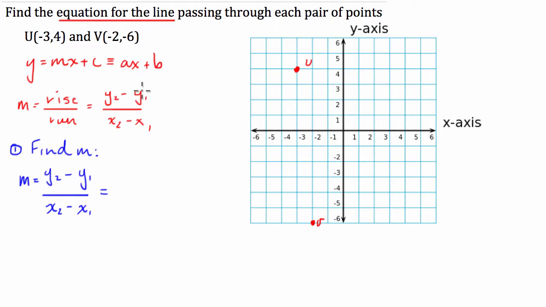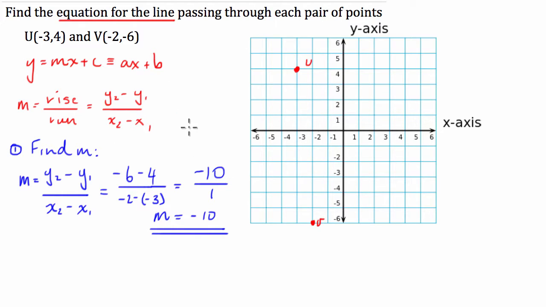If you write down what the formula is, some teachers will give you a mark for doing that, or nice ones will anyway. So we've got y2, which I'm going to call this one, so it's going to be negative 6, take y1, which is 4, so negative 6 take 4, divided by x2, which is negative 2, subtract negative 3. And this is equal to negative 6 take 4 is minus 10, and negative 2 take negative 3 is negative 2 plus 3, which is 1. So m is equal to negative 10.